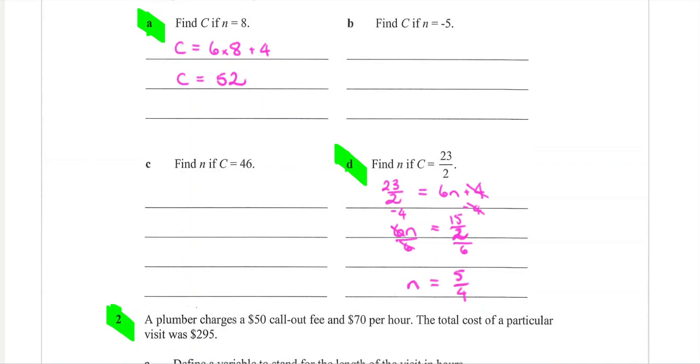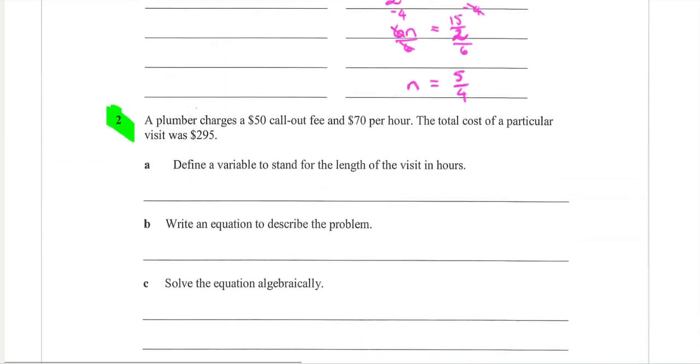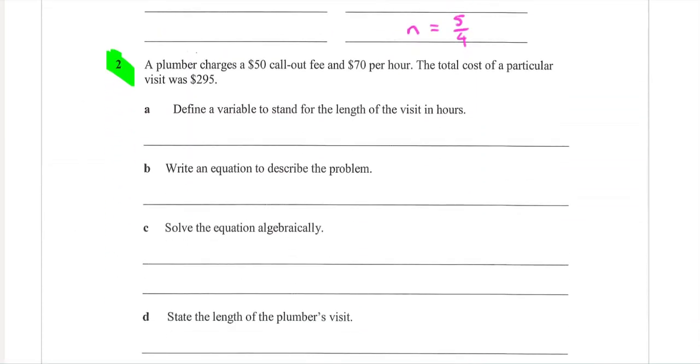Okay, question 2. A plumber charges a $50 call-out fee and $70 per hour. The total cost of a particular visit was $295. Define a variable to stand for the length of the visit in hours. That is your choice. You're just choosing what pronumeral, what letter you're going to use. Maybe you want N for number of hours, or H for hours, or even X. You get to choose. What do you want to go with?